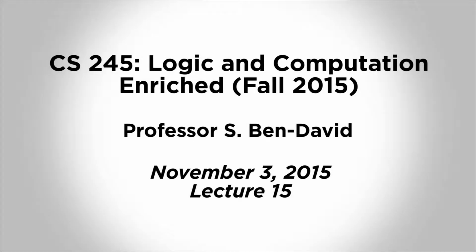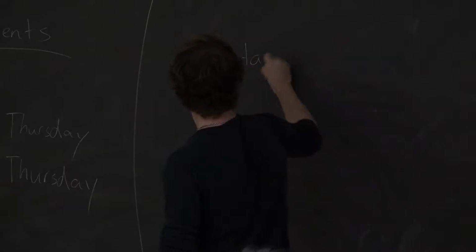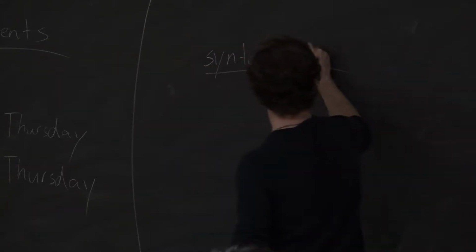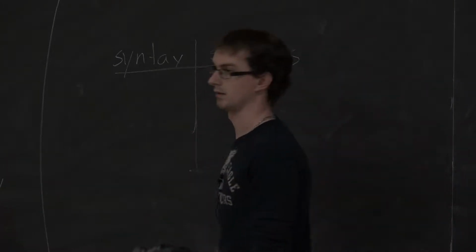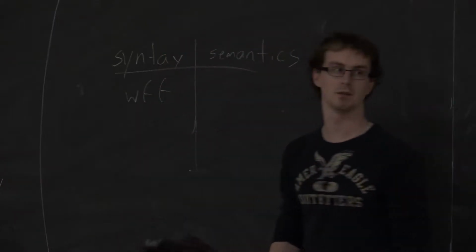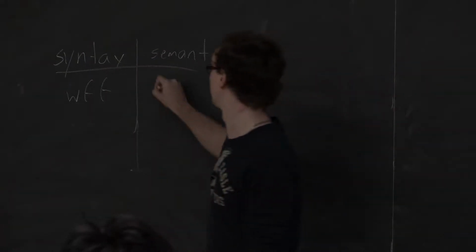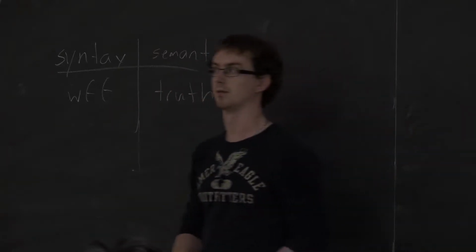So today we are going to talk about the semantics of first-order logic. If you recall, last lecture was all about the syntax of first-order logic, also known as predicate calculus. Right, so we can draw out this table. We have syntax and semantics. And last lecture we talked about what it means to be a well-formed formula in first-order logic. And today we're going to talk about what it means for a well-formed formula to be either true or false.